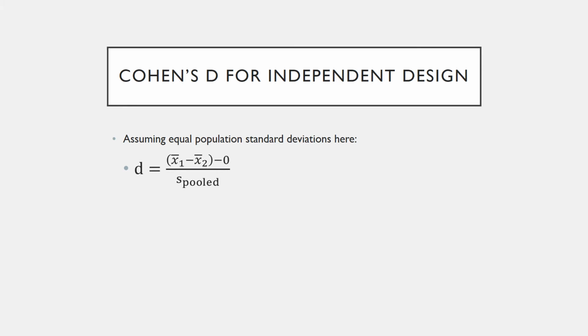Now we're going to go over Cohen's D for an independent design. So we're doing an independent t-test, and say you find a significant result. You want to know, is this practically significant? In this formula here for Cohen's D, we're going to assume equal population standard deviations. And there's a different formula if you don't assume this.